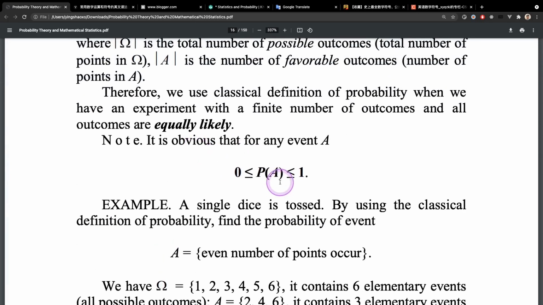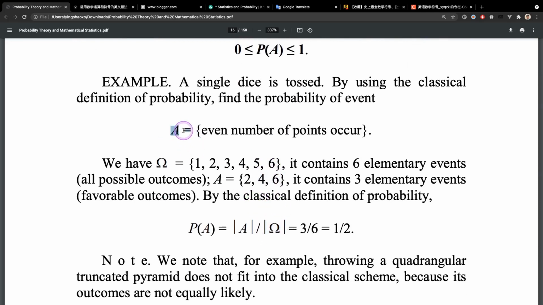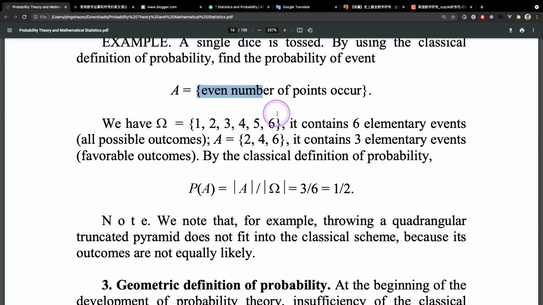And they also point out the classical definition of probability. If you have the whole set of probabilities, like P of Omega, that's all the outcomes that you have, then you define an event, for example, an even number of points occurs. Then what's the probability of A?